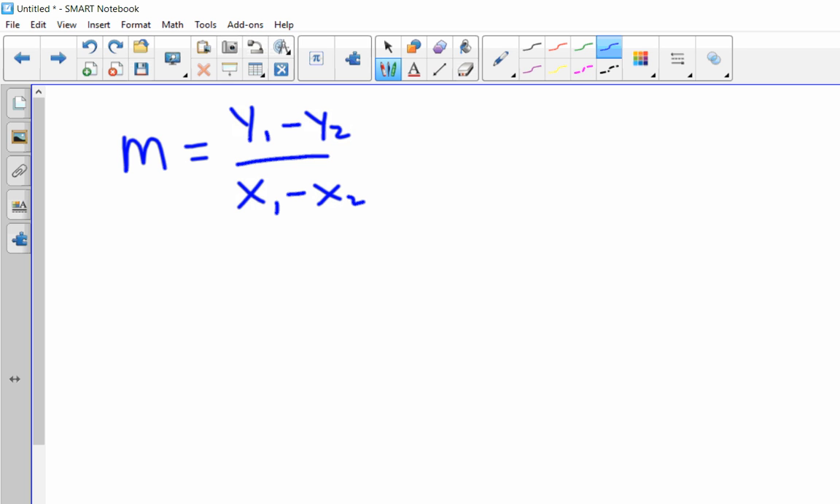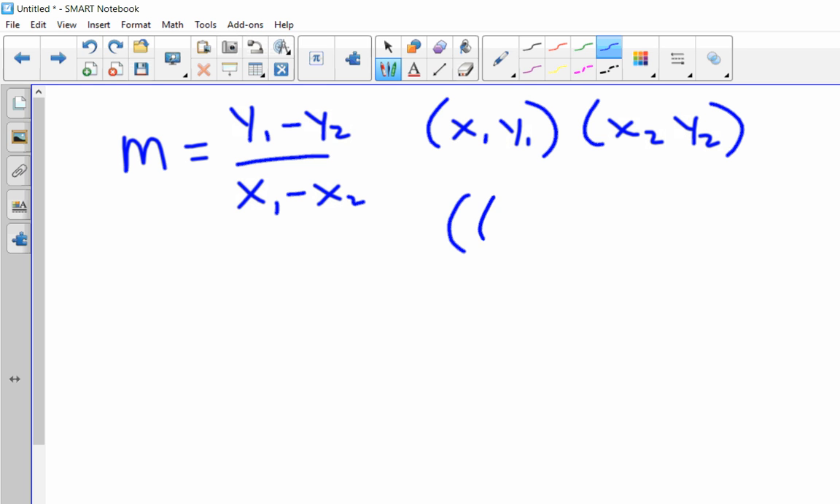If I'm given two points, I'm going to have an x1 and a y1, and an x2 and a y2. I just need to plug those in the right spots and then do some math. I'll give you a quick example. I'm going to give you two points: (6, -2) and (-3, 5). Sorry, okay?